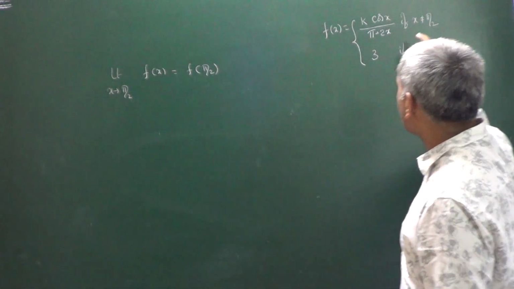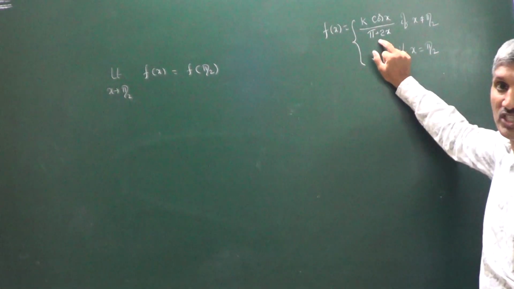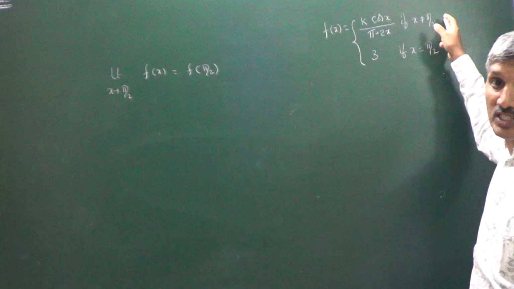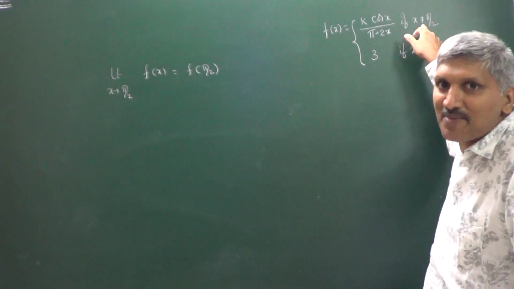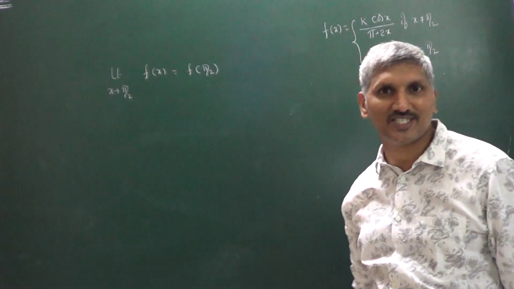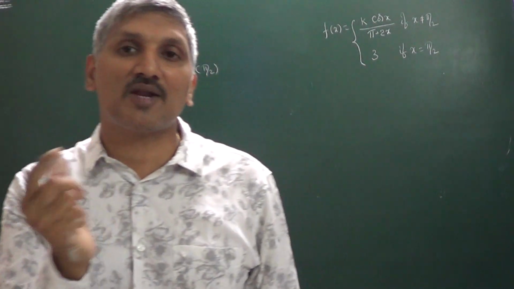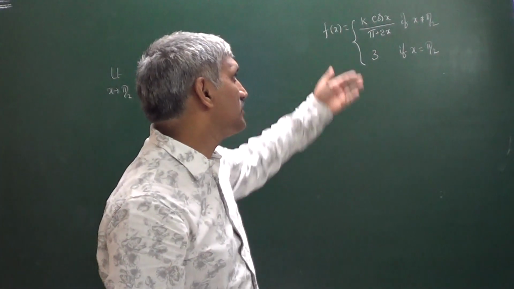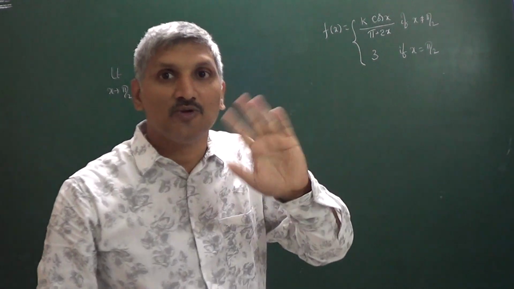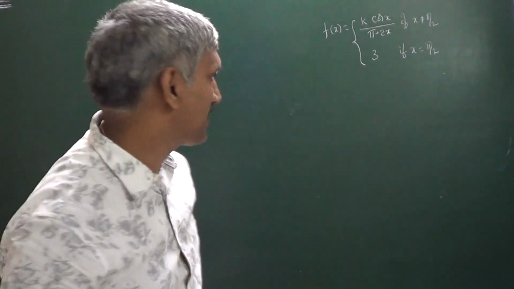The reason is that for the not equal to pi by 2 case the function is given by this one. That means whether less than pi by 2 or greater than pi by 2, we have to consider the same function. For the pi by 2 minus case or pi by 2 plus case, we consider the same function only. That's why there is no need to find the left hand limit and right hand limit.